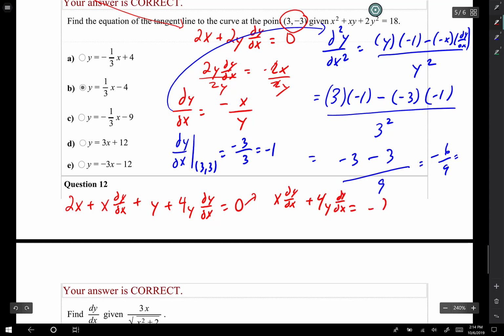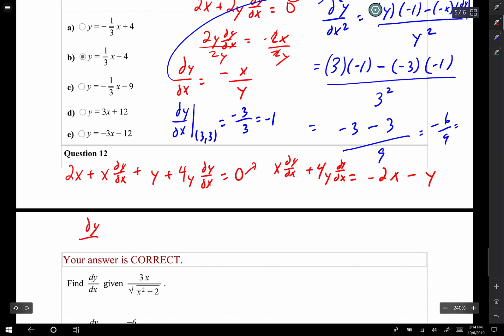Equals negative 2x minus y. So now I'm going to factor out a dy/dx. I'm going to write it up here: dy/dx. And then if I factor that out, I'm going to have x plus 4y equals negative 2x minus y. Hopefully I didn't make any mistakes. Divide. So my final answer, dy/dx equals negative 2x minus y over x plus 4y.